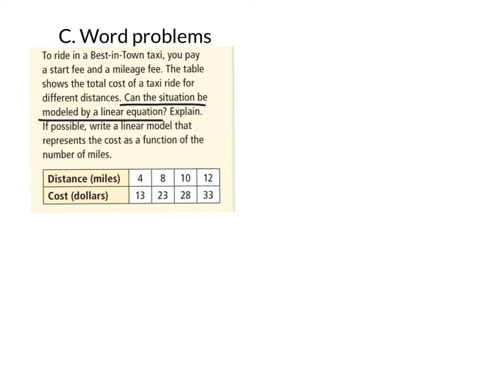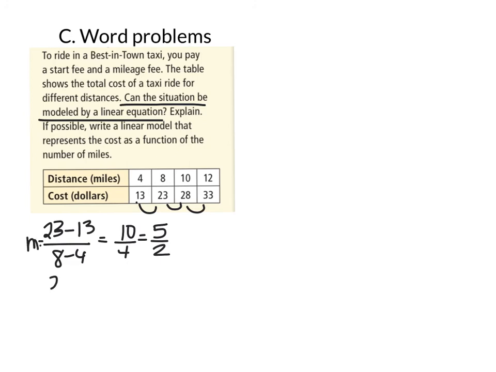To figure that out, we need to know if we have the same slope between each of these points. If we do, and that slope is constant, then it's linear. If not, it's not linear, and then we can't use mx plus b or linear equations. So we're going to find the slope here, y2 minus y1. I'm going to do 23 minus 13 over 8 minus 4. That's 10 over 4, which reduces to 5 halves. So that's the slope between the first two.